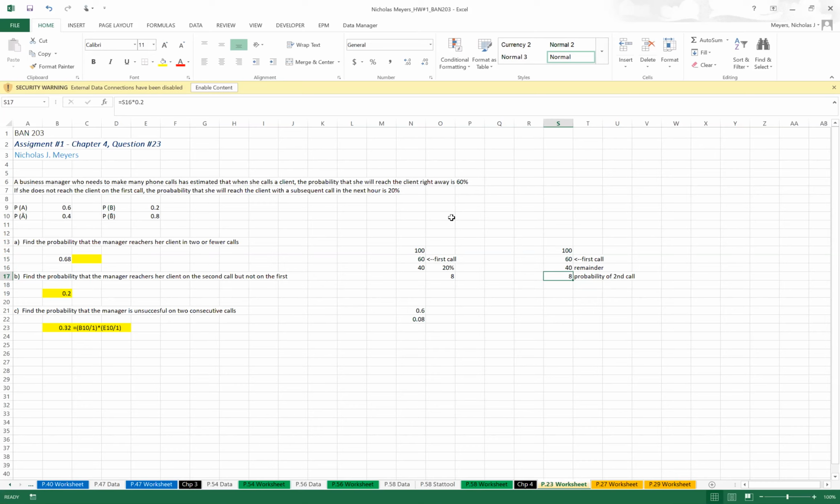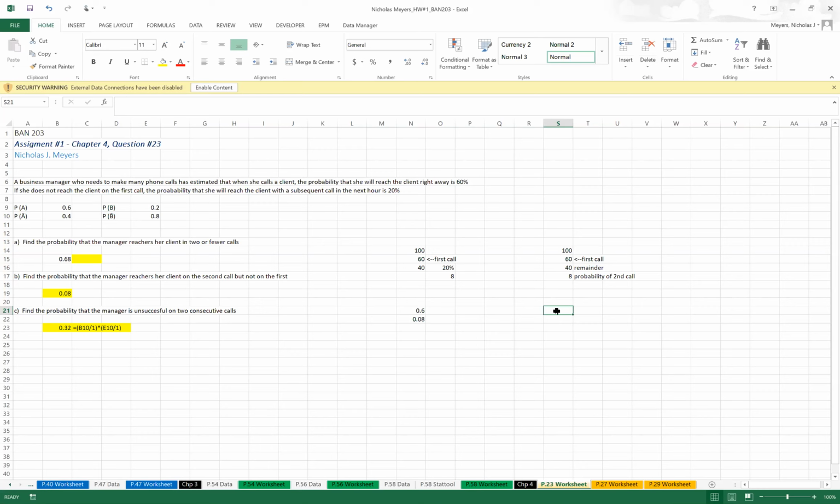So now read your question. Find the probability that the manager reaches her client on the second call. So that'd be the 0.08. That's correct. Does that make sense? Yeah. It's 1 minus the probability that she reaches, times the probability of reaching on the second call. Okay.